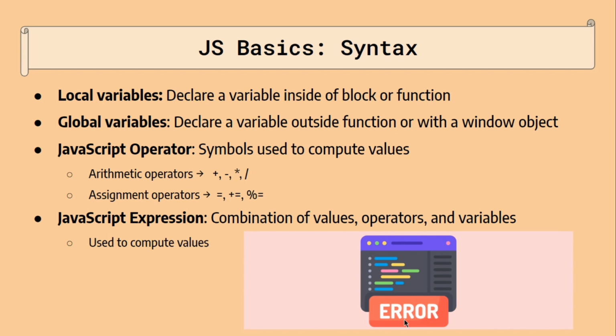Additionally, JavaScript operators are symbols used to compute values. Arithmetic operators include addition, subtraction, multiplication, and division. Assignment operators include the equal sign, plus equal sign, modulus equal sign, and etc. Arithmetic operators compute values while assignment operators assign values to variables. Finally, a JavaScript expression is the combination of values, operators, and variables. These expressions are also used to compute values.